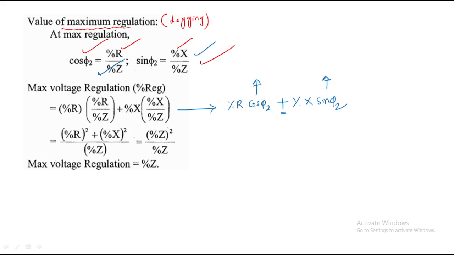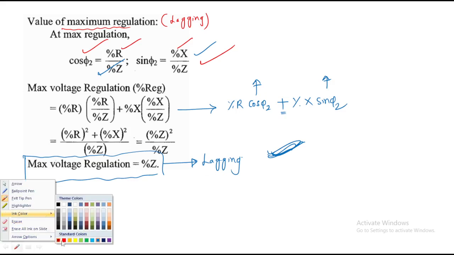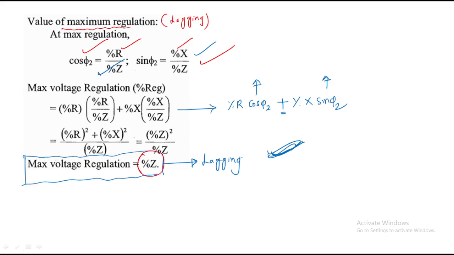So finally after substitution we are going to get the maximum voltage regulation, which is nothing but percentage Z only. Maximum voltage regulation is possible only during lagging condition, and the magnitude is what? Only percentage Z, percentage impedance drop only, right?